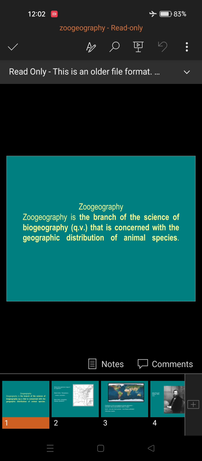So basically the name of this chapter is zoogeography. It is the branch of science which deals with biogeography, that is concerned with the geographic distribution of animal species in the world, known as zoogeography.